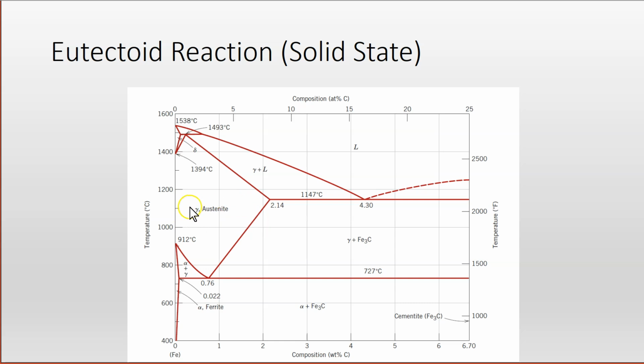You'll notice that this reaction is only possible between carbon compositions of 0.22 and 2.14 weight percent carbon. This sets the carbon composition limits for iron-carbon alloys, so to speak, that form steel. Between the carbon weight percents of 2.14 and 4.3, we have what are called cast irons.